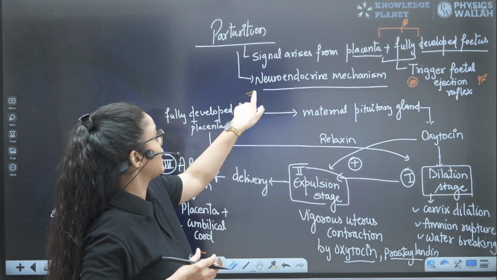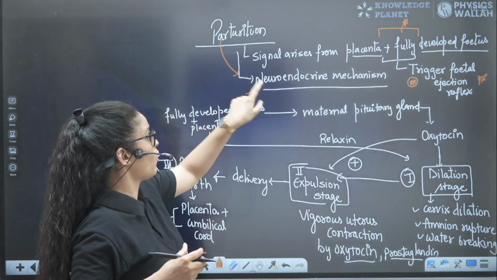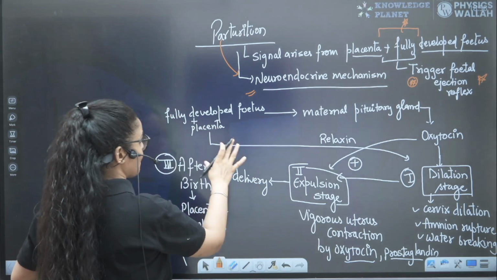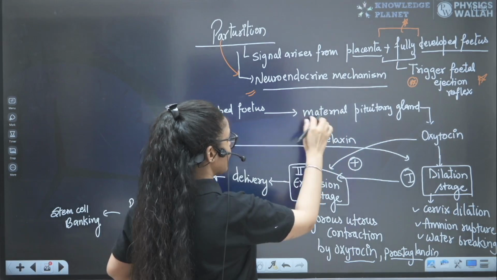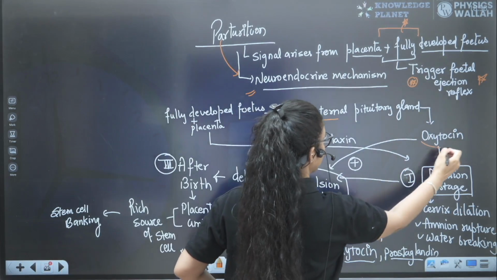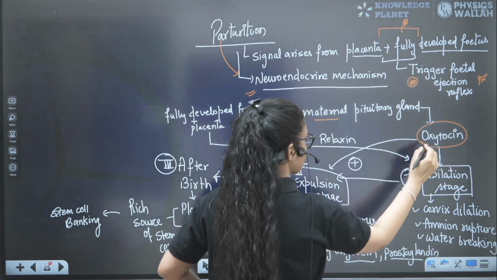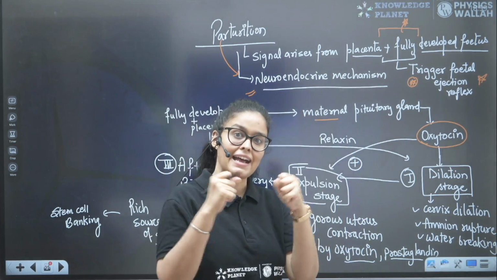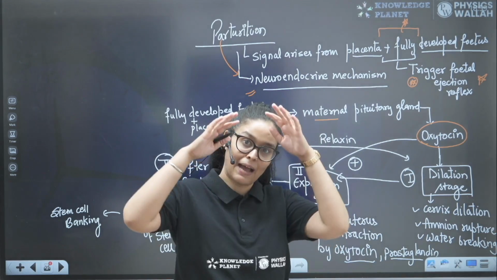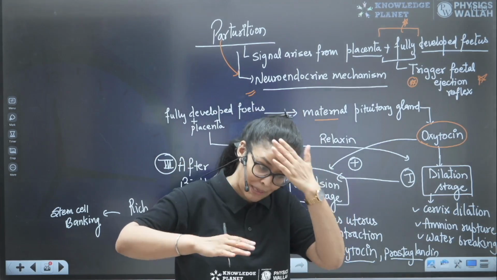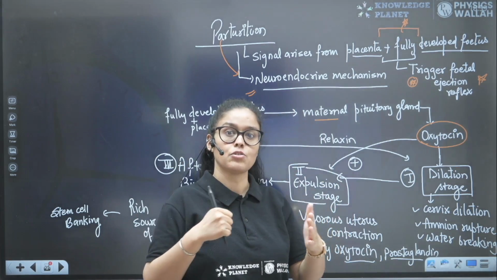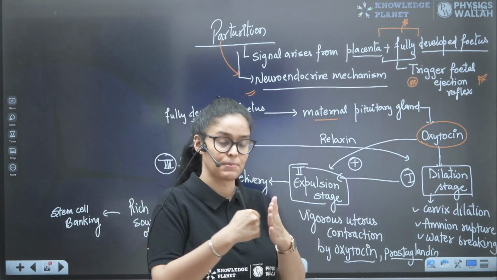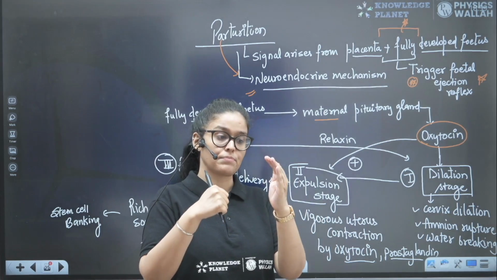And it's a neuroendocrine mechanism, meaning it involves hormone as well as brain part. So the fully developed fetus and placenta will act on the maternal pituitary gland to release oxytocin, and oxytocin will act on the uterus for contraction. And as the uterus is contracting, what will happen? It is pushing the baby, and the baby's head is continuously hitting this particular, what we call amnion, right?